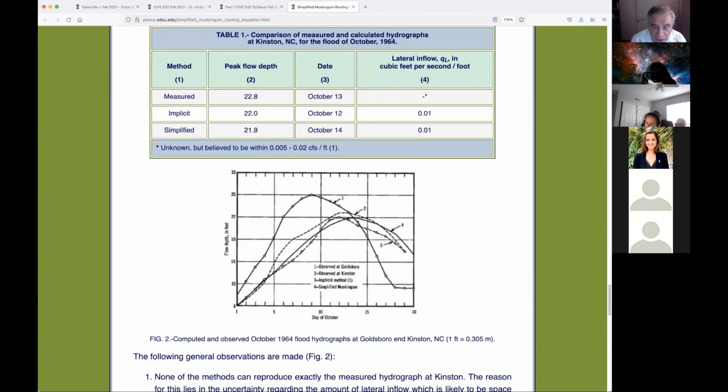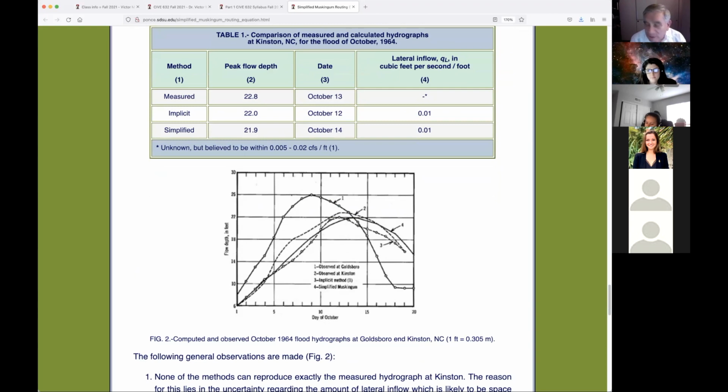And we came up with these answers. Number one is the inflow. Number two is the observed, observed at Goldsboro, observed at Kingston. This is in North Carolina. The three is the implicit method, and the four is the simplified method, the simplified Muskingum.